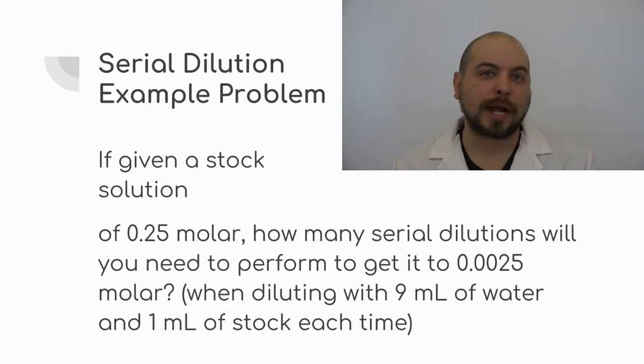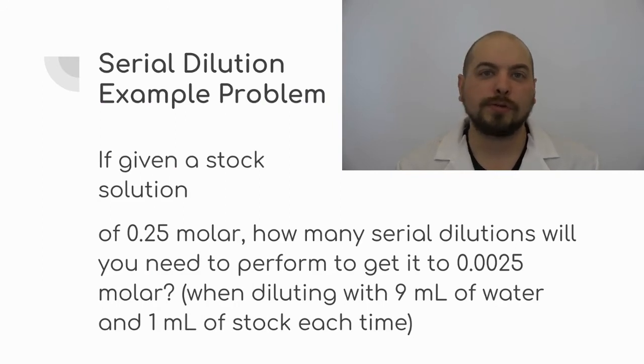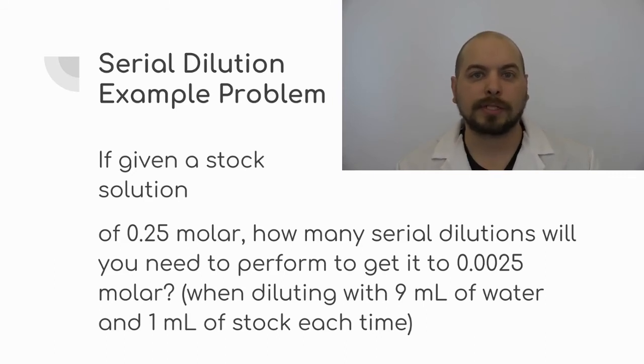All right, let's do a practice problem with a serial dilution. If I start with a solution of 0.25 molar, I need to know how many times to dilute it to get to 0.0025 molar, using a technique where I took 1 milliliter of my solution, added 9 additional milliliters of my solvent. How many times would I have to do that in order to get to my target concentration of 0.0025 molar? Well, if you look at it, the first time I would do this, I would take 1 milliliter out of my stock, dilute it to 10.